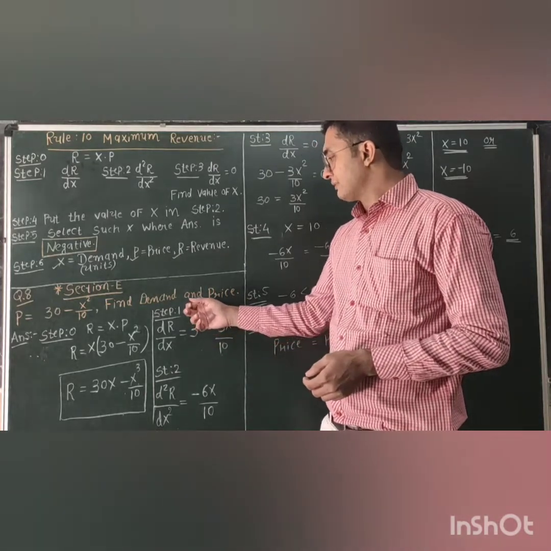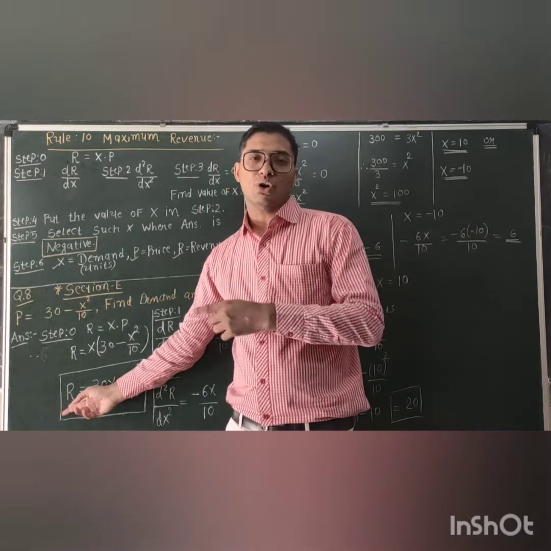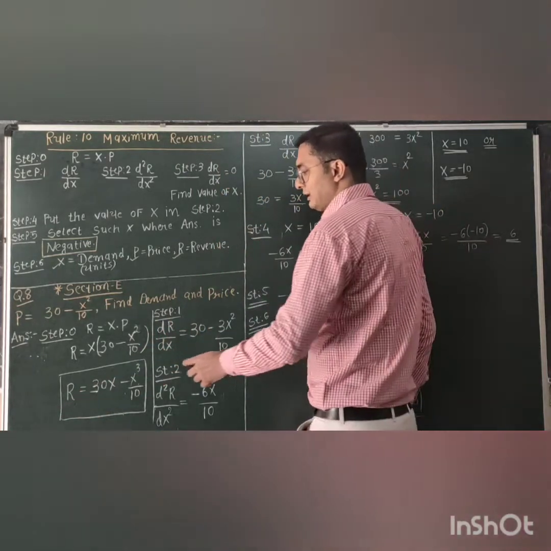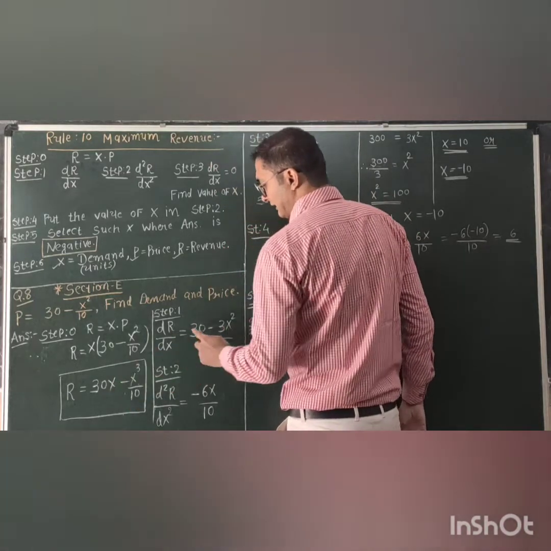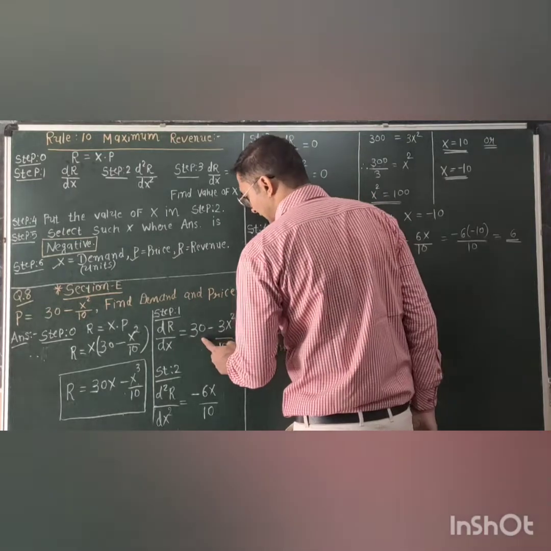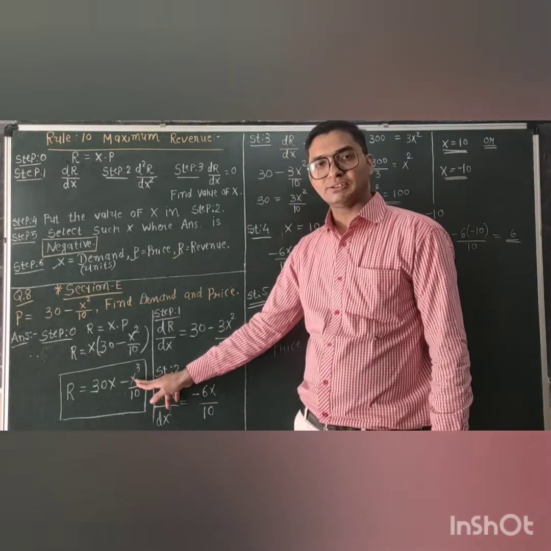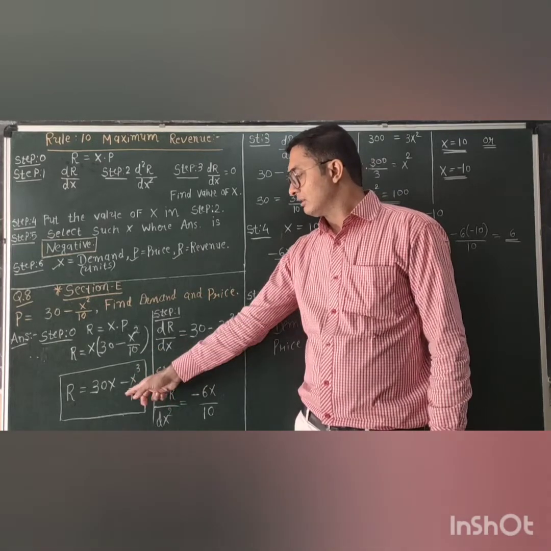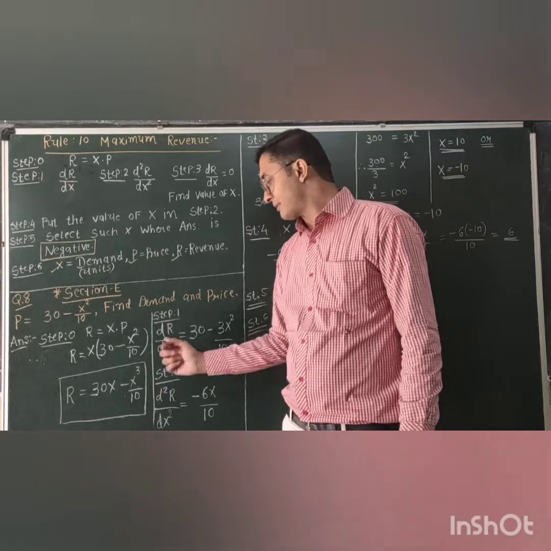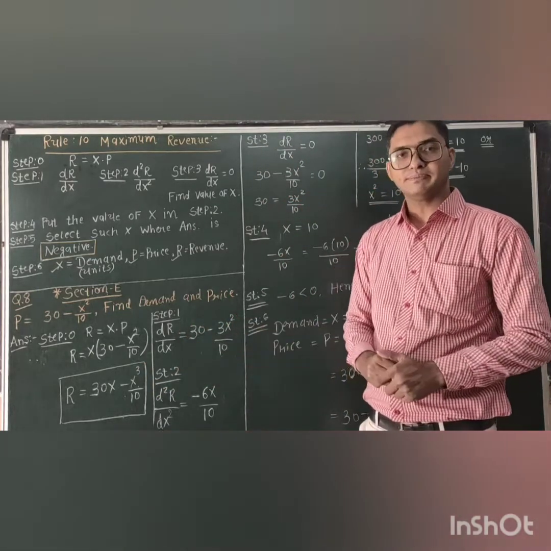Step number 1, that is the derivative of R, dR upon dx. Now if I apply the derivative, it is 30x, where the derivative of x is 1, so it is 30 into 1, 30, minus. Here the power is 3 and the base is x. So 3 comes in front of x, so it is 3x, and deduct the power by 1, so 3x squared divided by 10. This is step 1.